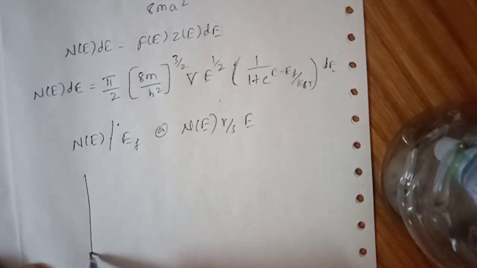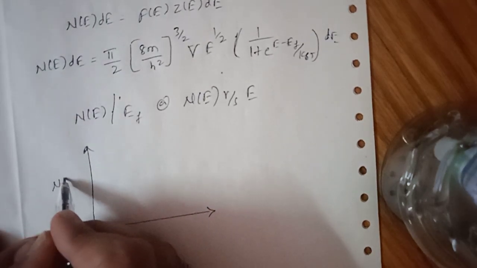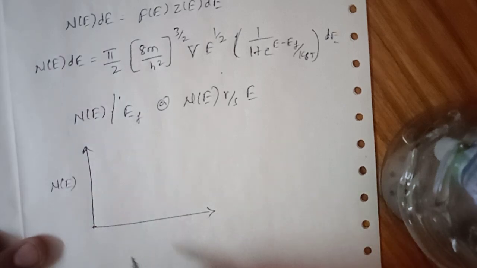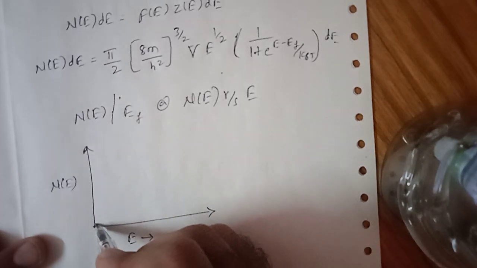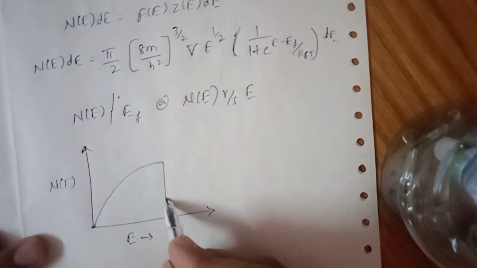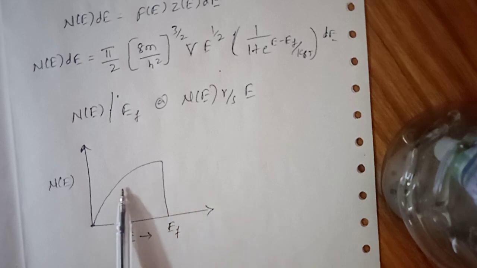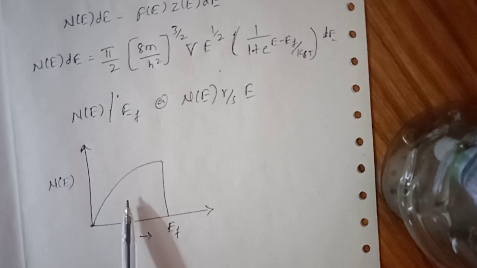Here this is N(E), here this is energy, and the curve is like that. It shows a parabolic shape. At some point it drops to the Fermi level. Up to here in this area is the energy of the occupied states, nothing but the valence states. Here all energies are filled according to the Pauli exclusion principle.